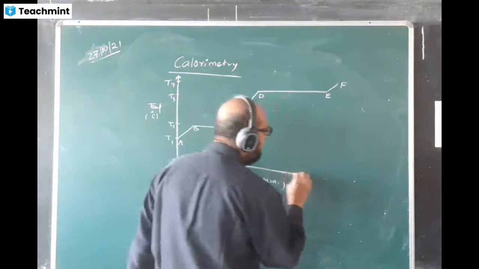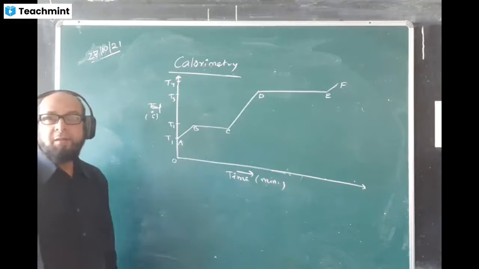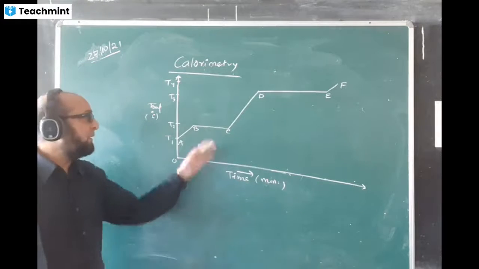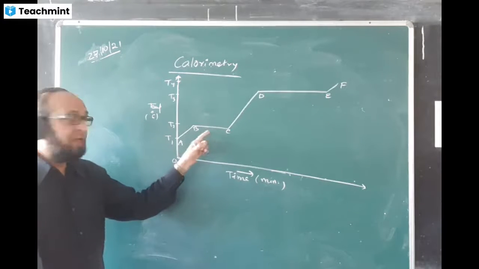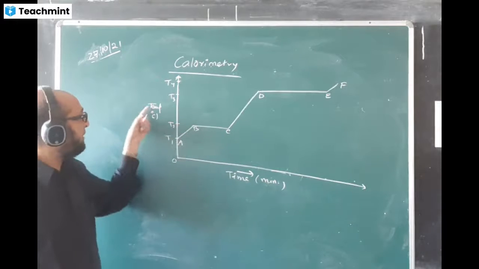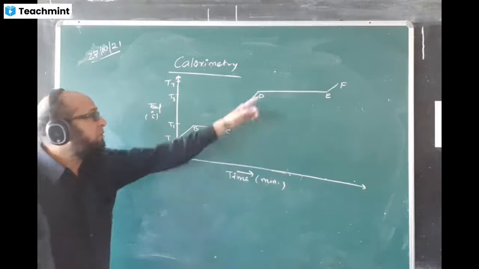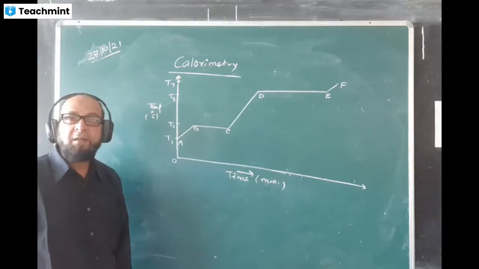What does it represent? BC and DE? Boiling. Change of state. This is also change of state. How do we know? Because the temperature is constant along the line. That is change of state. Here also change of state. There are two changes of state.